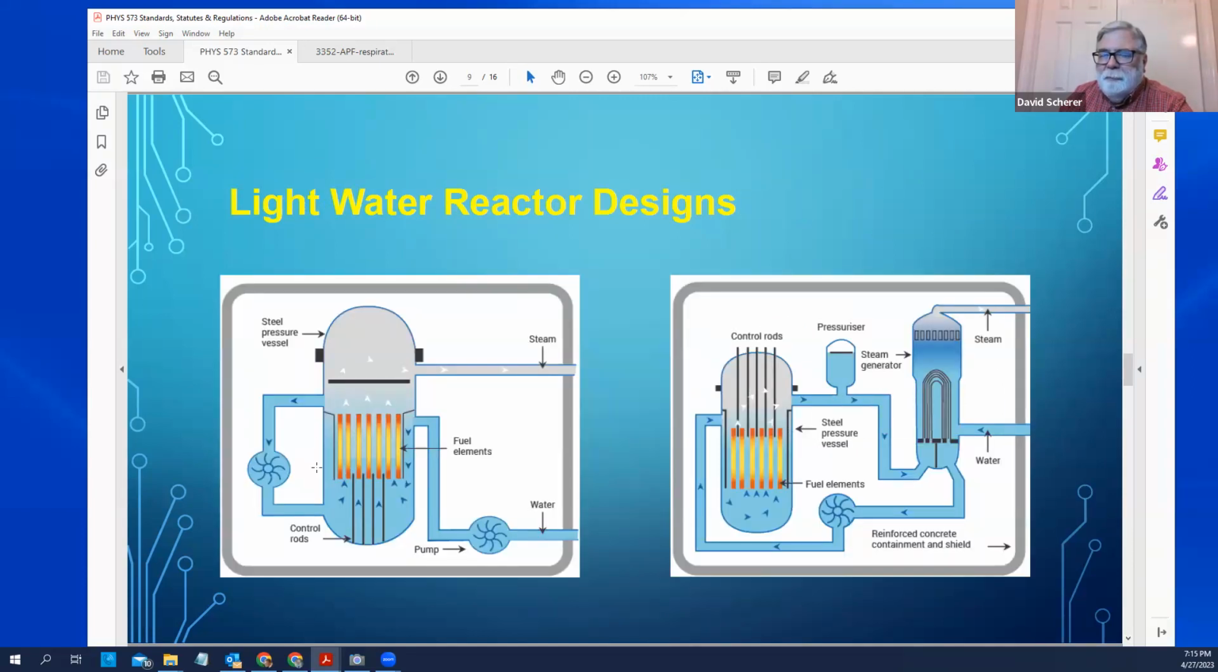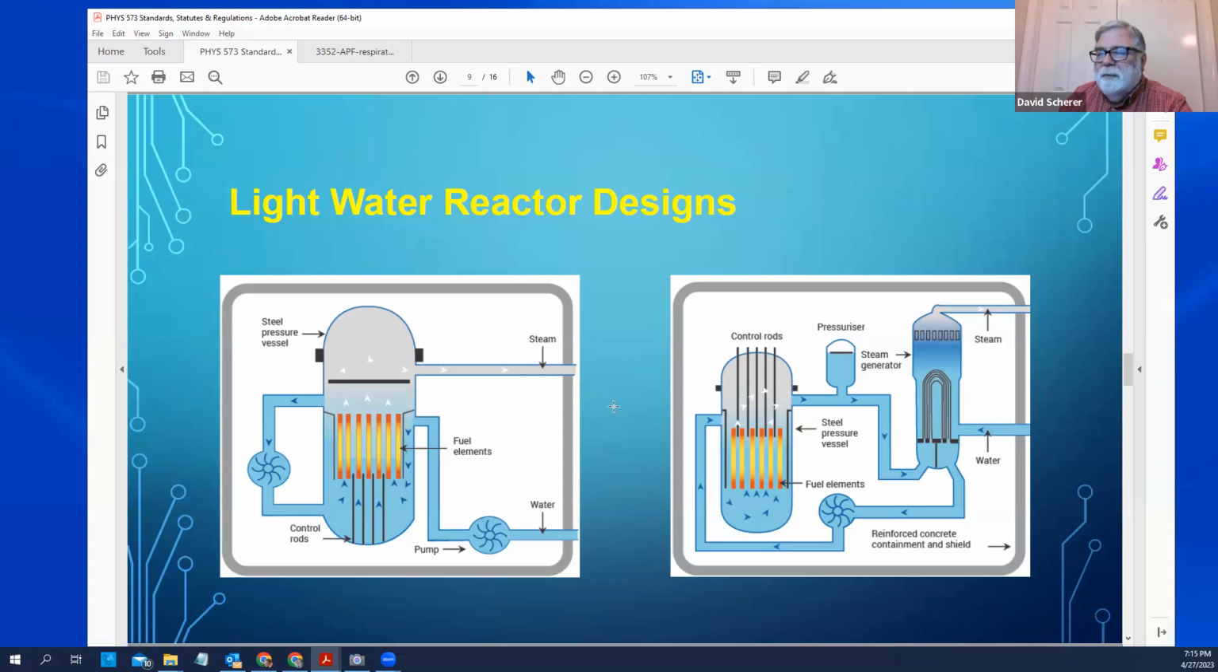And so the radioactive material, the fission products, build up in the fuel. They have to be cooled by the moderator, which also serves as the coolant. So the water that's heated up becomes steam. The steam is carried off. It turns a turbine and generates electricity.